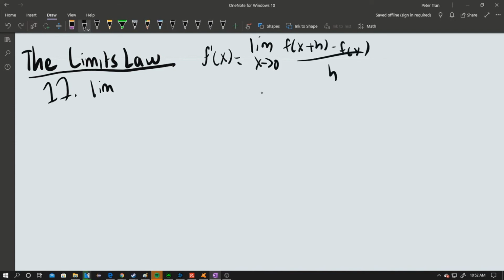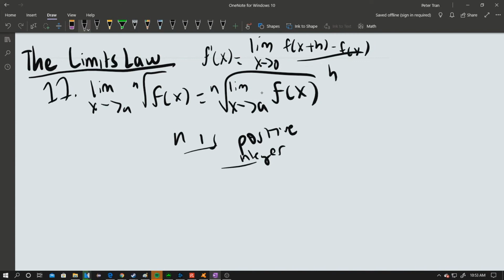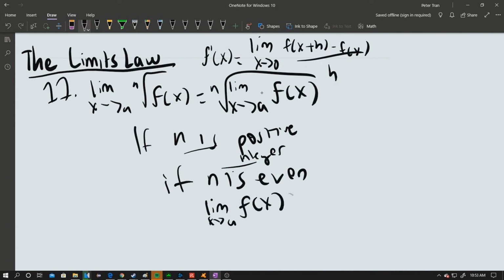Okay, so number 11, the limit of x approaching a of the nth root of f of x is equal to the nth root of the limit as x approaches a of f of x, where n is a positive integer. I think an integer is just any number on a number line. And if n is even, then we assume that the limit of x approaching a of f of x is greater than 0.